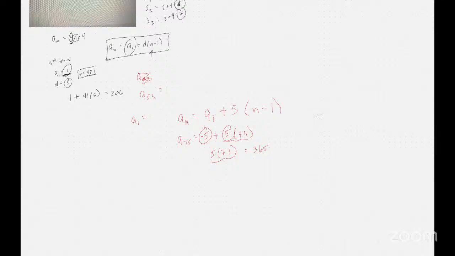If I have -5 plus 5 times 74, what does 5 times 74 mean? It means... I get what you're saying. It's saying you're doing 5 plus 5 plus 5, 74 times.